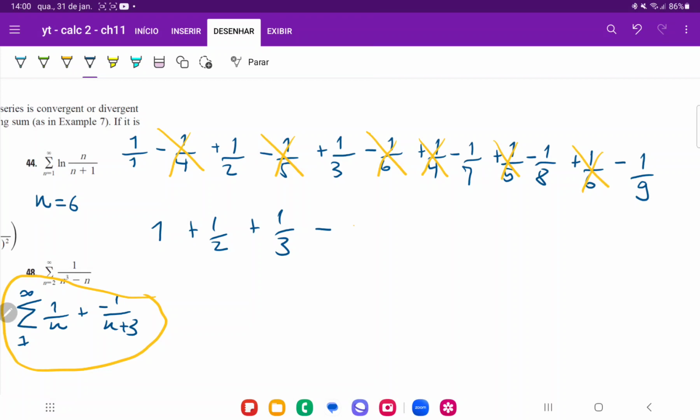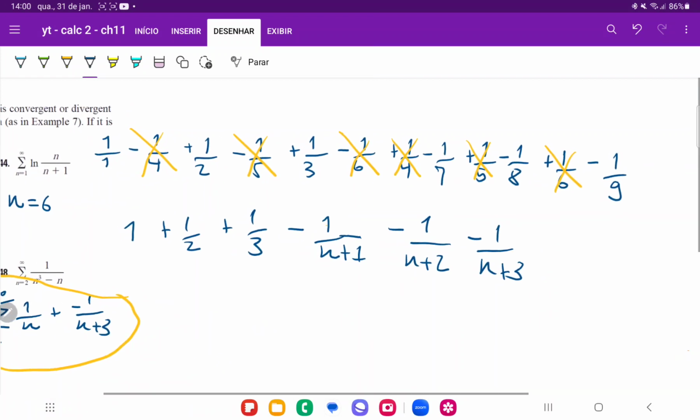So this minus 1 over 7 should be minus 1 over n plus 1, because n is equal to 6. And then we have minus 1 over 8, so minus 1 over 8 would be n plus 2. And then minus 1 over n plus 3, because n is 6. So that's for n is equal to 6.